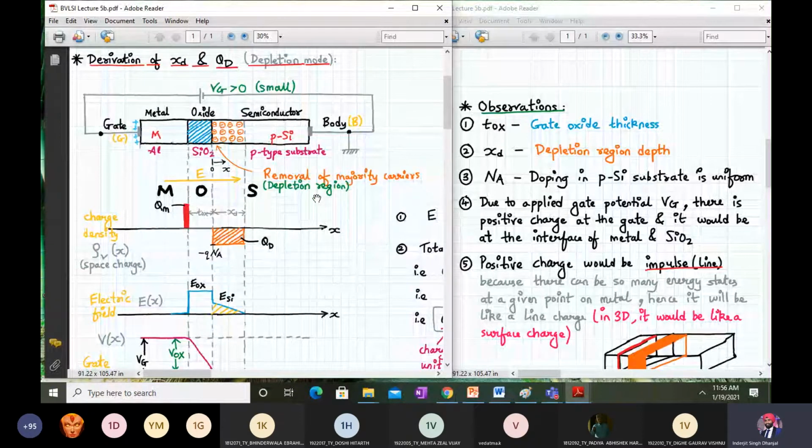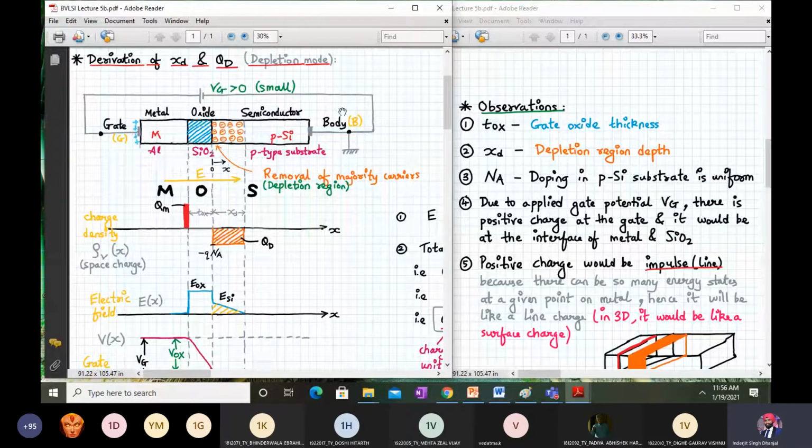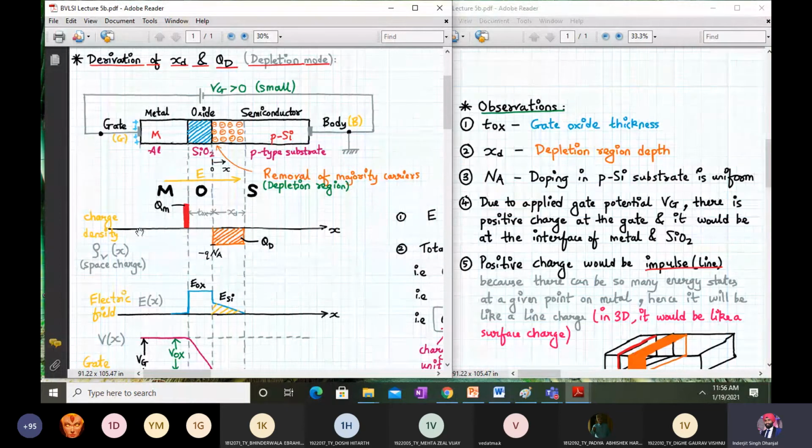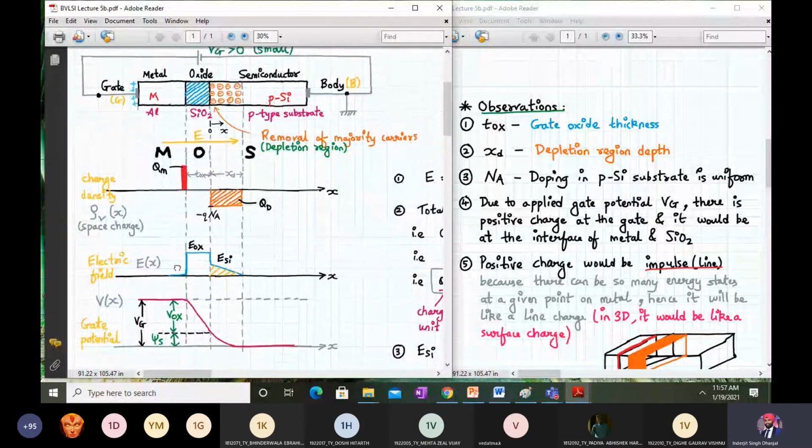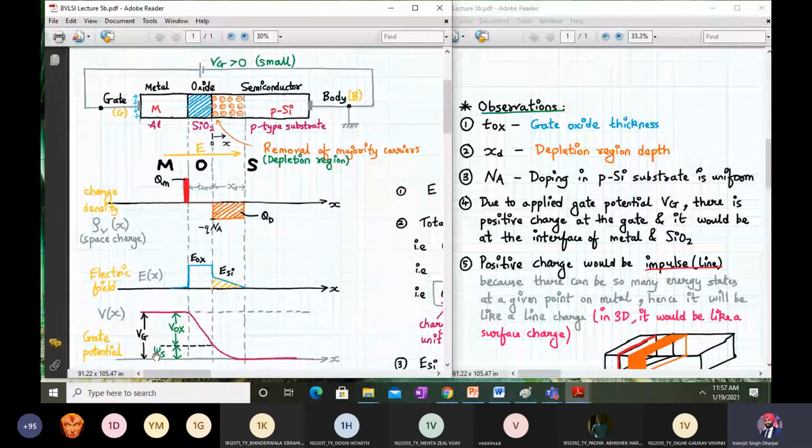Let us see what we have drawn here. Concentrate on the left hand side. Here we have the MOS structure, and we applied a VG which is a small value. That means we are drawing this picture for the depletion mode. Remember, in the depletion mode the holes get away from the P silicon substrate, away from the Si-SiO2 interface, and they leave behind the negatively charged, immobile acceptor ions. We are drawing the charge density picture, the electric field picture, and the gate potential picture. So here are the three pictures.